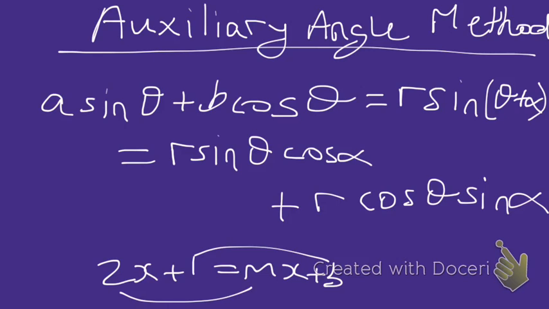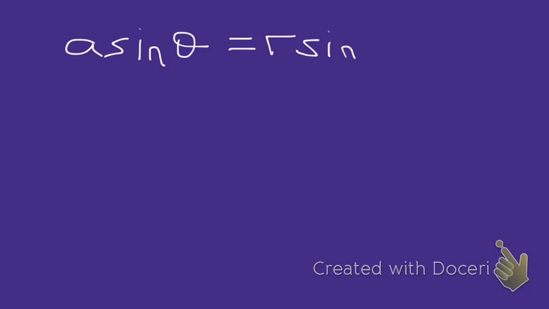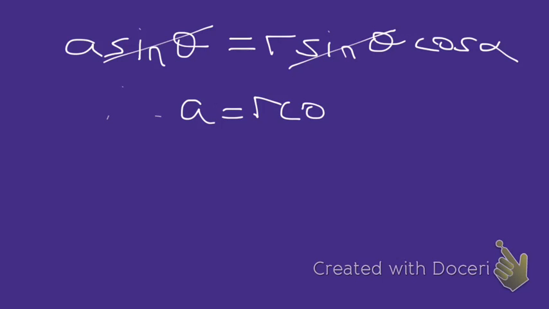Only slightly. So, back to our example with the highlighter, what that means is that I want a sine theta to be the same as r sine theta cos alpha, and I want r cos theta sine alpha to be the same as b cos theta. Okay? So first of all, I've got a sine theta equals r sine theta cos alpha. See you later, sine thetas. Divide both sides by sine theta. So then I get, therefore, a equals r cos alpha.